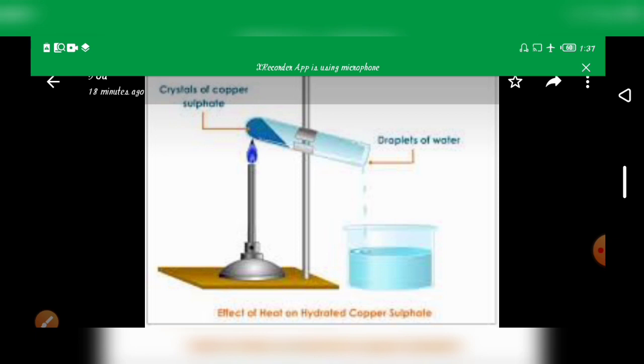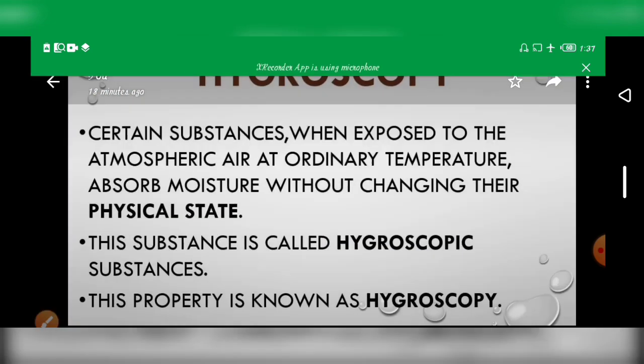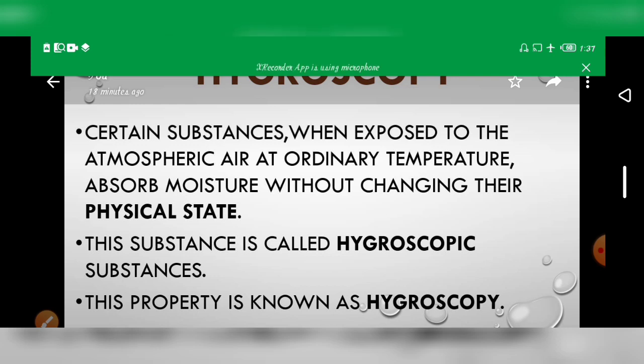Okay, see here, that is the heating of copper sulfate. It is converted into anhydrous copper sulfate. The same picture is given here also. Okay, next we go to hygroscopy. What is meant by hygroscopy? Certain substances, when exposed to moist air at ordinary temperature, absorb moisture without change in their physical state.